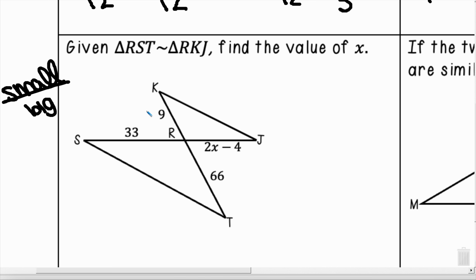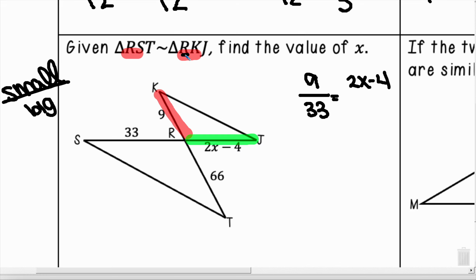What I mean by that is if you pick a side in the small triangle, so let's hypothetically say that I pick KR. KR is made up by the first 2 letters. So I'm going to say small side over big. So the big also needs to be made up by the first 2 letters of RS. RS is going to be 33. It's equal to, again, small side of the small triangle, so 2x minus 4. And that is made up by R and J, so first and last. First and last, so it needs to be made up by the side RT, which is going to be 66.